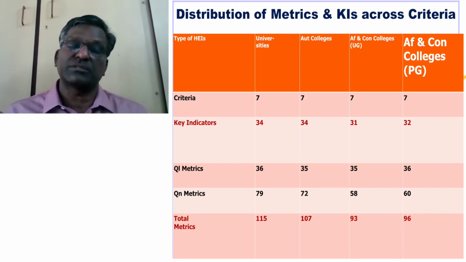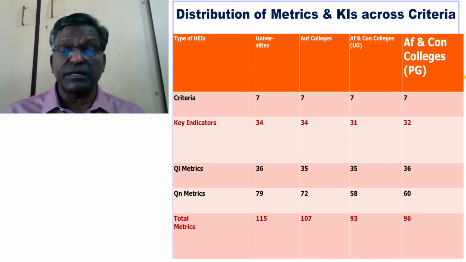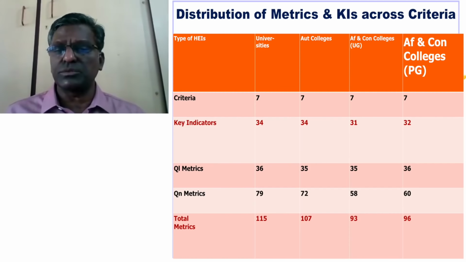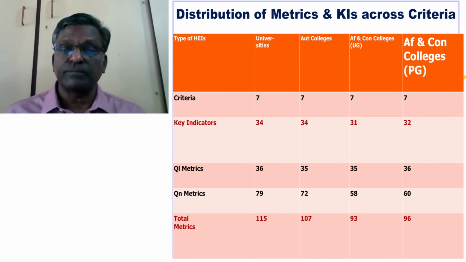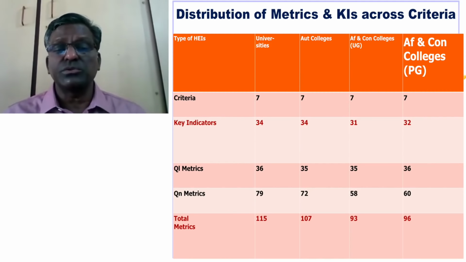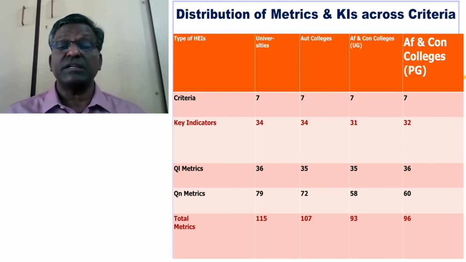Then we have metrics. And the metrics are divided into qualitative metrics and quantitative metrics. When we talk of qualitative metrics, it is 36 for universities, 35 for autonomous colleges, 36 for affiliated and constituent colleges PG, and 35 for affiliated and constituent colleges UG. Now, when it comes to quantitative metrics, it is 79 for universities, whereas it is 72 for autonomous colleges, and it is 60 for affiliated and constituent colleges PG, and 58 for affiliated and constituent colleges UG.